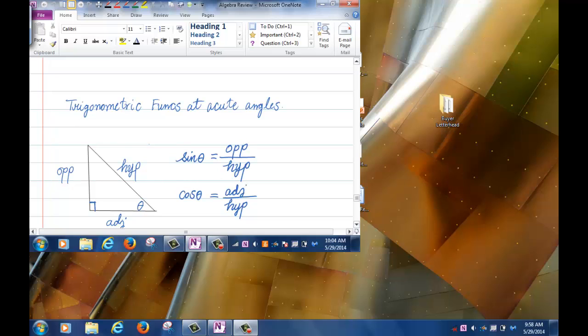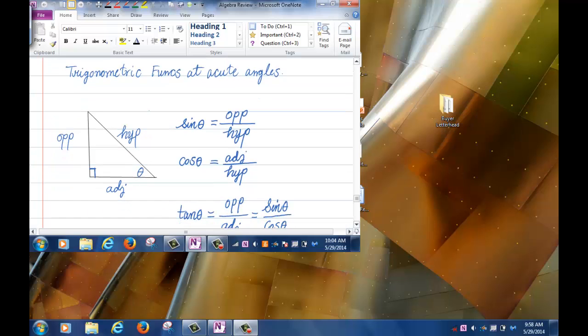Trigonometric functions at acute angles. So if I have a right triangle, and let's say theta is the angle as labeled, and so what's the opposite side of theta? Whatever the opposite of theta is, I'm going to denote the adjacent of theta by ADJ, and then HYP is the hypotenuse. And then what's the definition of sine theta? Well, sine theta is the opposite over hypotenuse. Cosine theta is adjacent over the hypotenuse. Tangent is opposite over adjacent.